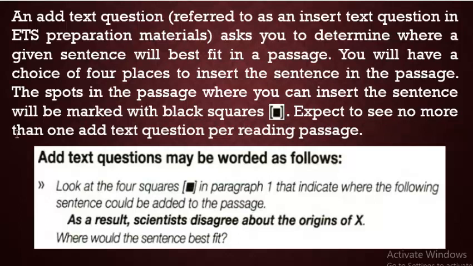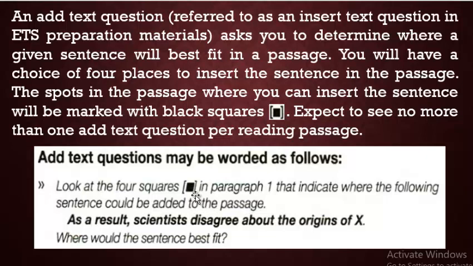Expect to see no more than 1 add text question per reading passage. How is the frequency of the question? One question per passage. An add text question may be worded as follows: Look at the 4 squares in paragraph 1 that indicate where the following sentence could be added to the passage.